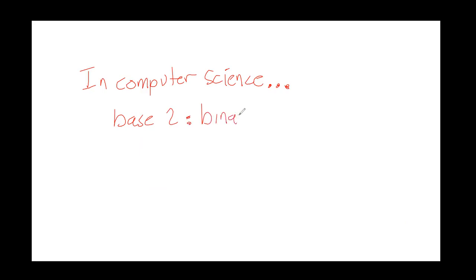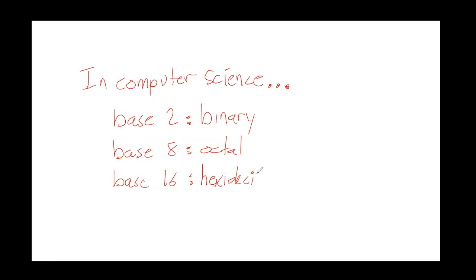Right, in computer science, we are particularly interested in bases of 2 and some multiples of 2. Base 2 we call binary, and base 8 we call octal. And base 16, hexadecimal, or hex. All right, we'll do a few examples.